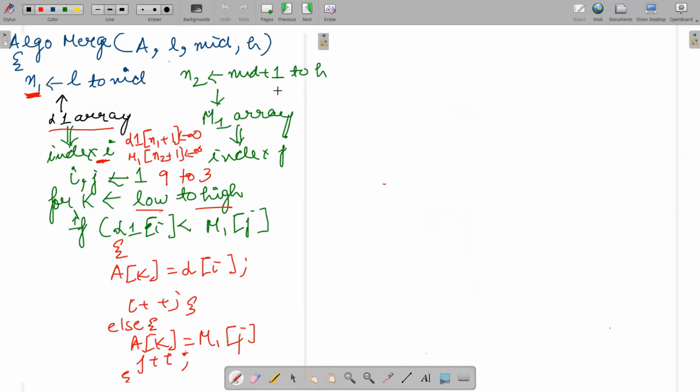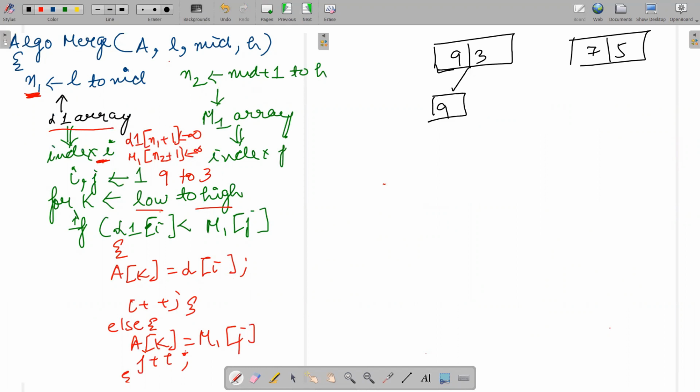But if I go with the logic of this, firstly, I have got 9 and 3 to sort. Then I have got 7 and 5 to sort. Let's say first I have got 9 and 3 to sort. Then I have 7 and 5 to sort. Again, let me tell you that this will be converted with 9 and 3.